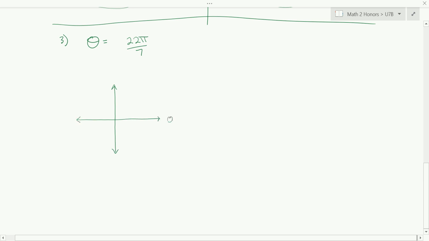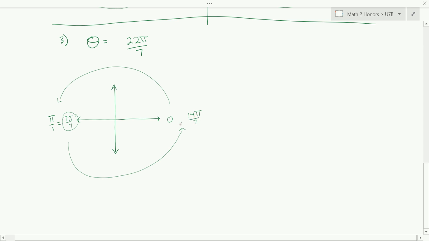Okay, here's 0. Half circle's pi over 1. But I need to compare that to something over 7. So that would be 7 pi over 7. So we still got quite a bit of ways to go, right? Once you know half a circle is 7 pi over 7, you can start counting by that. So if half a circle is 7 pi over 7, add another 7 pi over 7 to get 14 pi over 7. So that's a full circle.